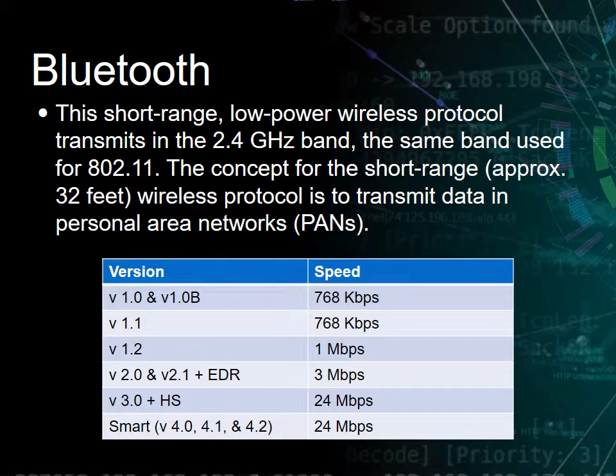Bluetooth is a short-range, low-power wireless protocol that transmits around the same frequency as your wireless network at home does, the 2.4 gigahertz band. Its broadcast range is approximately 30 feet, and it is known as a personal area network. As you can see by the table here, as generations went along, they got much better in speed. They went from 764 kilobits to today about 24 megabits per second.